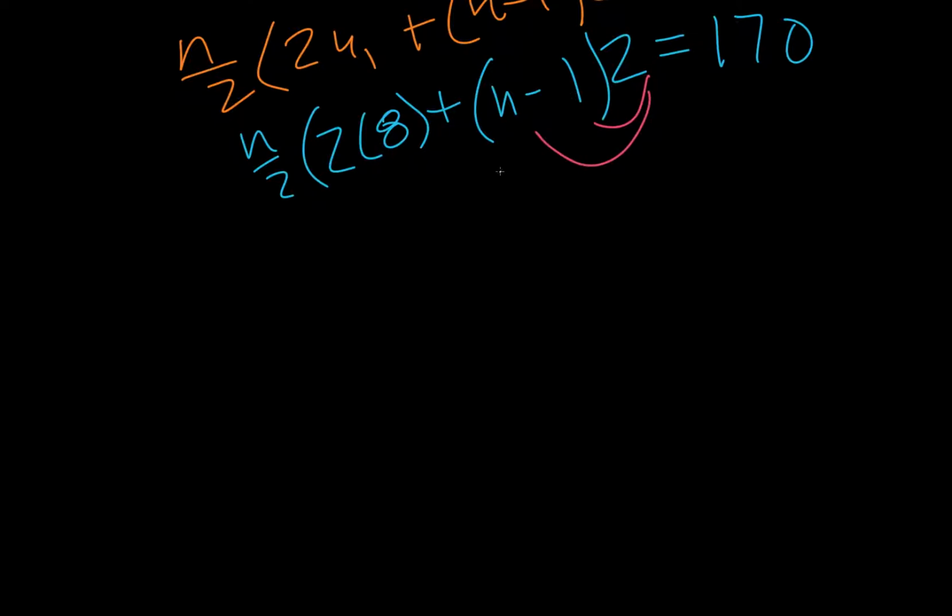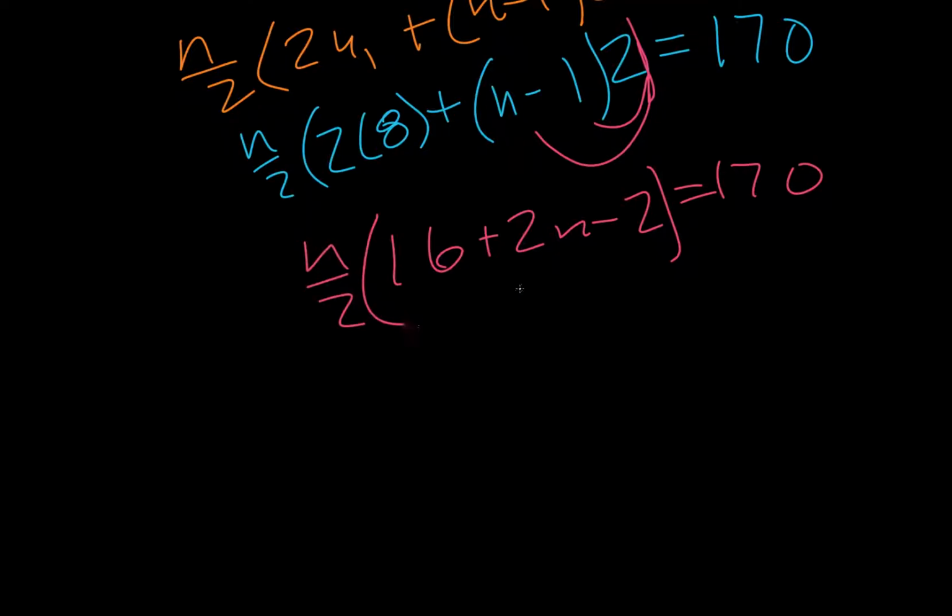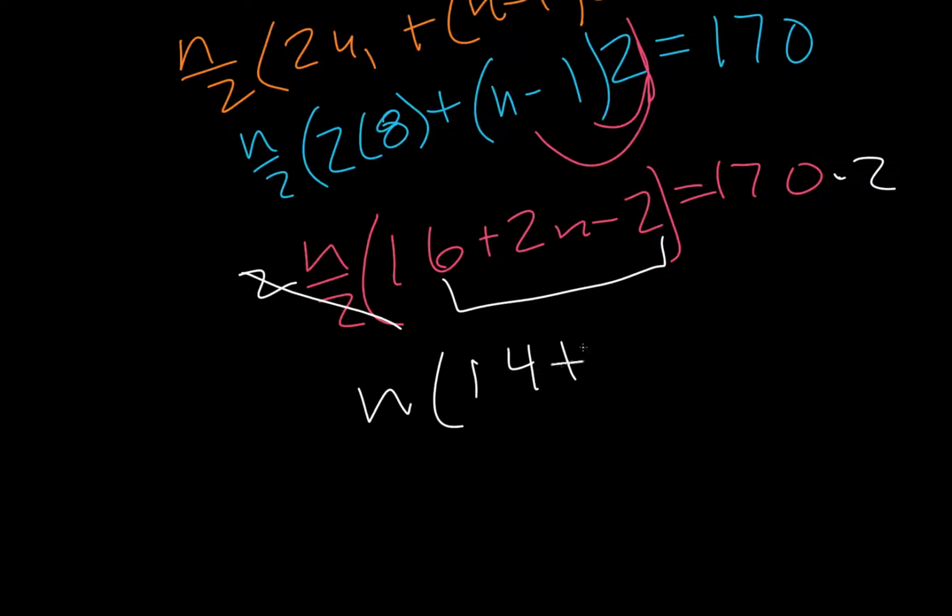So distribute the 2 right here. We get 2n minus 2. Multiply these together, we get 16. And then we still have, there should have been a parenthesis right here. And we still have n over 2. What I'm going to do is I'm going to clear the fraction. So I'm just going to multiply this side by 2 and this side by 2. And then I'm also going to combine the 16 and the negative 2 into a 14. Let's see, that is going to be 340.